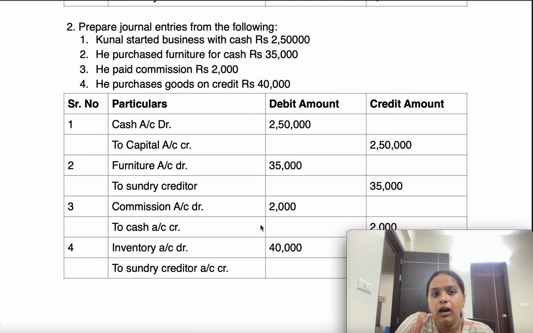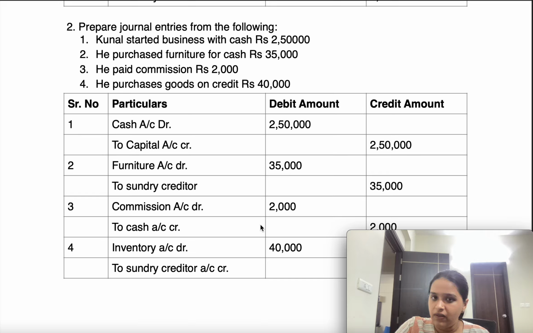Next question is, Kunal started business with cash. So it is the same question, similar to the previous one. So cash has been introduced, Kunal has introduced some capital into the business. So cash account debit to capital account credit.